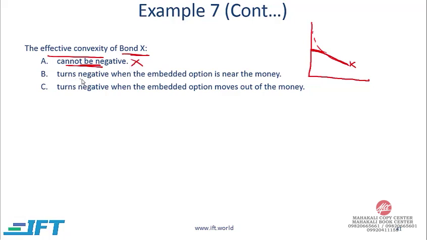The effective convexity of bond X turns negative when the embedded option is near the money. This is true because over here, the embedded call option starts getting near the money, and as we move left, i.e. lower interest rates, and the option is nearly in the money, then we have negative convexity. As we move from right to left and interest rates become lower, then we start seeing negative convexity.